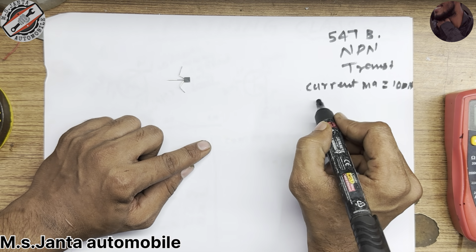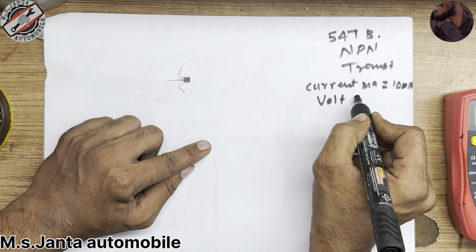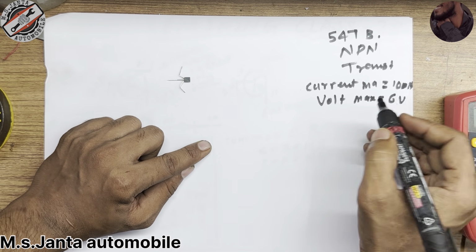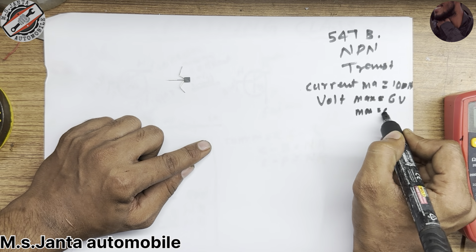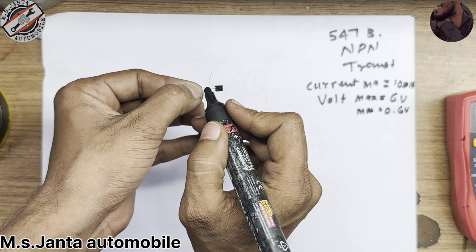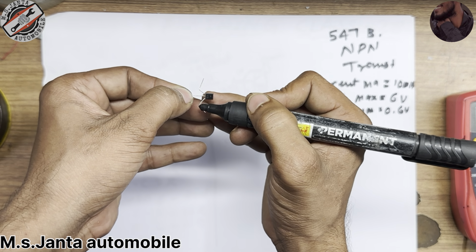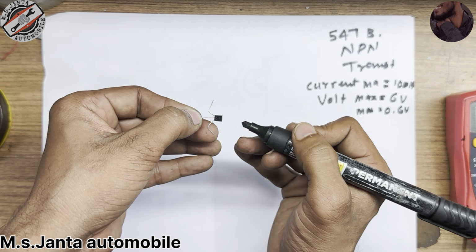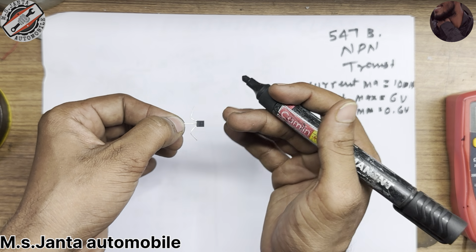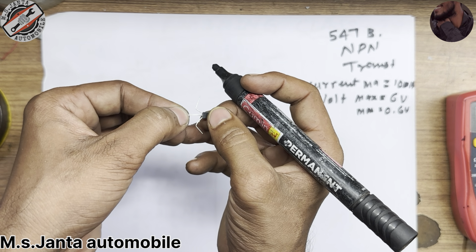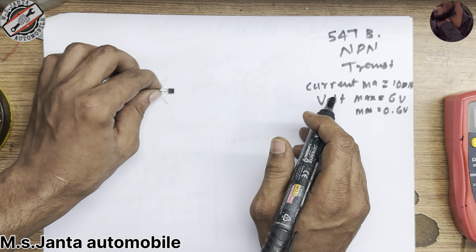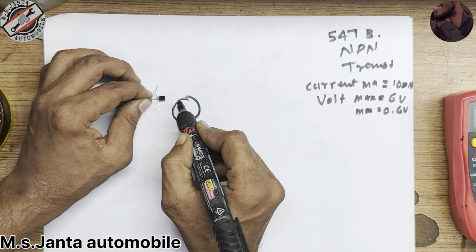and voltage max 6 volt. Okay, minimum 0.6. If you supply 0.6 volt on this transistor base, it will work, it will start switching. And if you didn't supply 0.6, if you supply below 0.6, on that time it will not work. Got it?